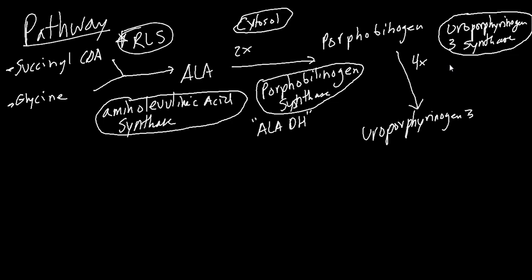However, it can also be called a porphobilinogen deaminase. We're going to take four molecules of porphobilinogen. We're going to combine them into one molecule of uroporphyrinogen 3. Next, we're going to modify it a little bit, which, remember, we're still in the cytosol. We're still outside of the mitochondria in that cell. We're going to need an enzyme.